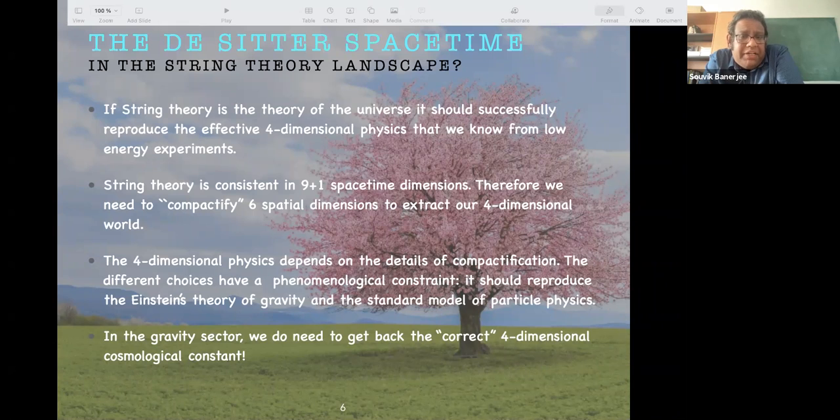However, all of these compactifications, whatever you do mathematically, should have some phenomenological constraint: they should reproduce Einstein's gravity and the standard model of particle physics. And in particular, if you look at the gravity sector, we need to get back the correct four-dimensional cosmological constant. So this is at the least what we would like to see from these models.